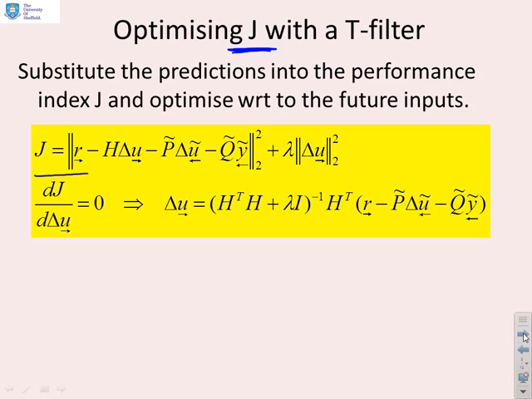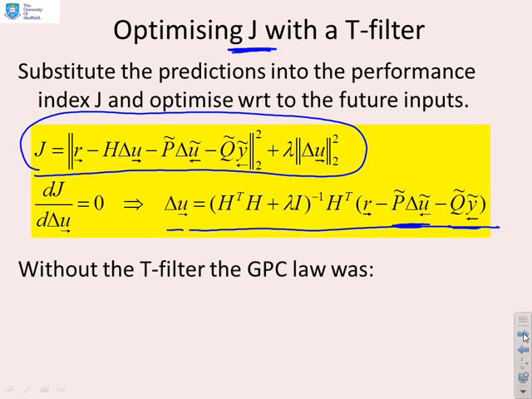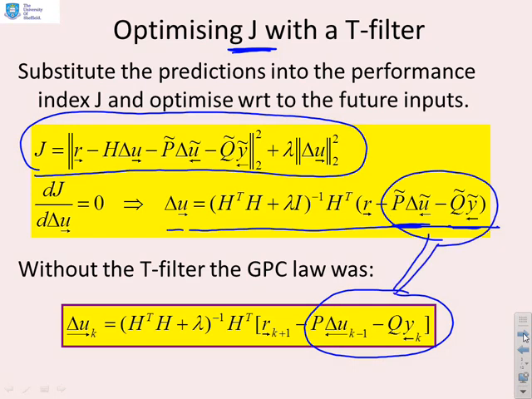Well, you'll notice the performance index is changed very slightly just because we put in these new predictions, and the control law will come out like this. You'll notice the only real change is I've got this p tilde, delta u tilde past, q tilde, y tilde past in the control law. Now you might want to compare this with the original GPC law, and unsurprisingly you'll notice the difference was these terms here. But it seems to be quite a subtle difference otherwise.